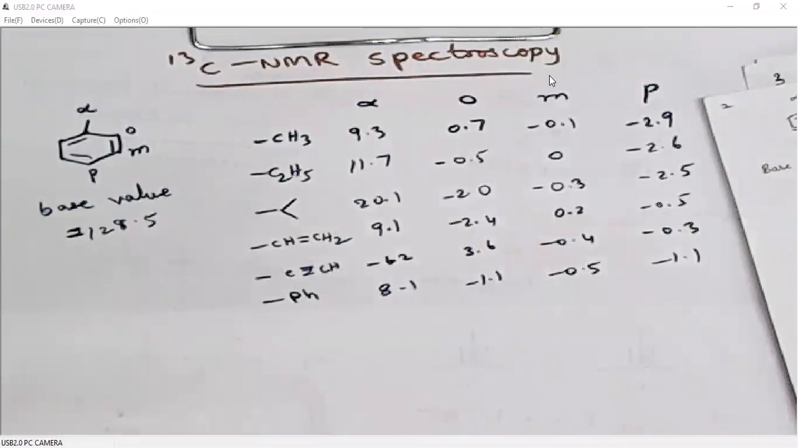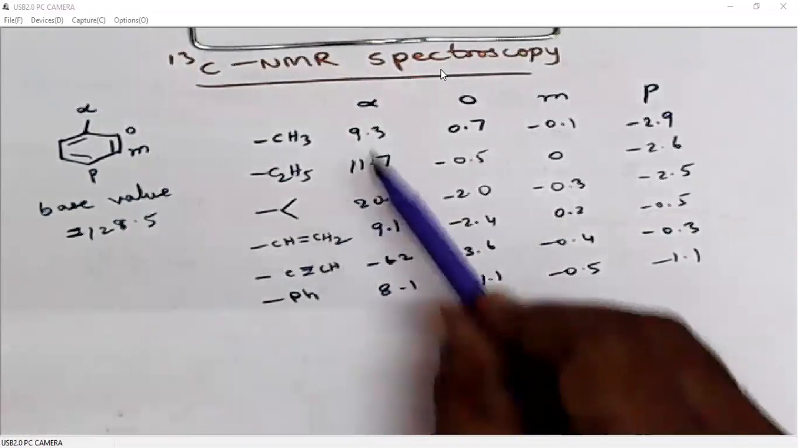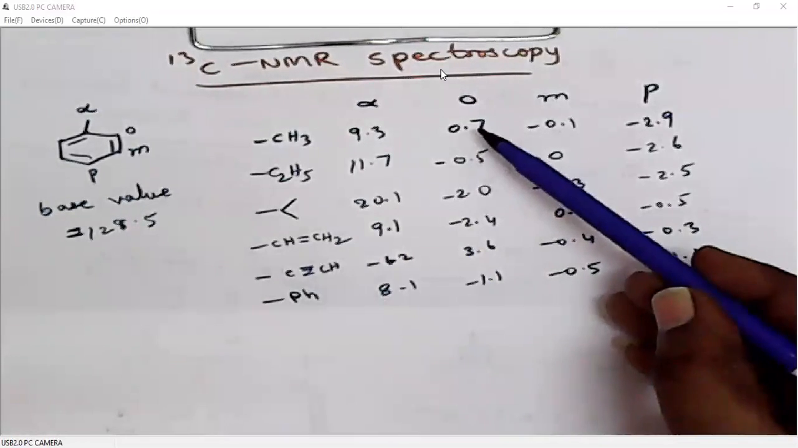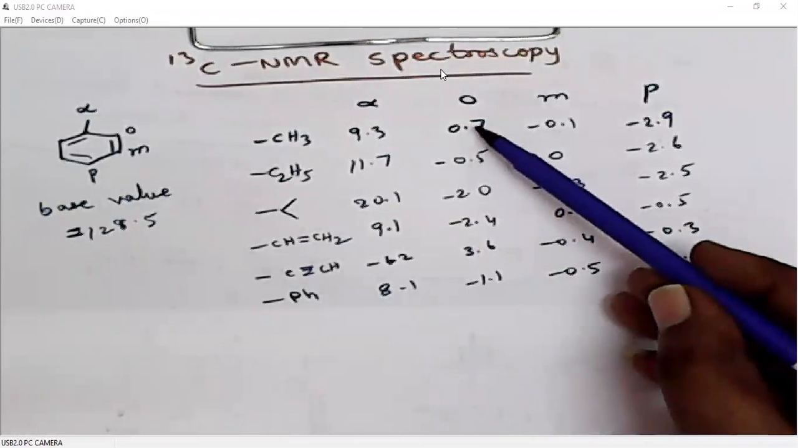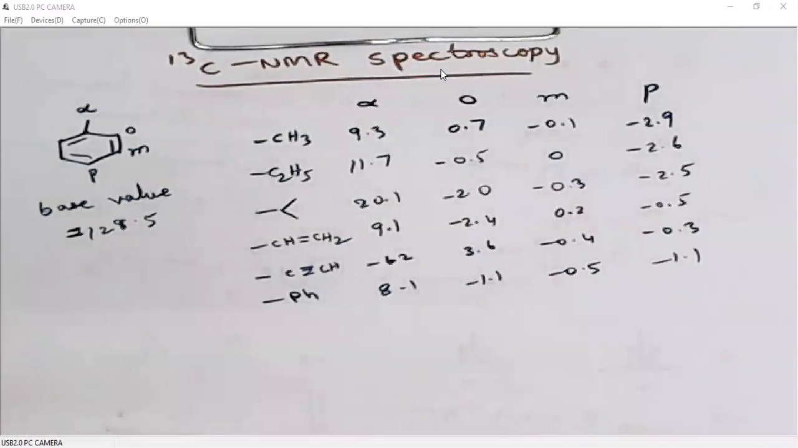Here the shortcut is that these substituents will only influence when they are at alpha position. Why? Because the values, either additions or subtractions at ortho or meta or para, are negligible. Mostly they are between 0 to 2 or 0 to 3. 0 to 3 is not a matter. So just for our exam purpose, we can neglect them, ortho, meta, para.